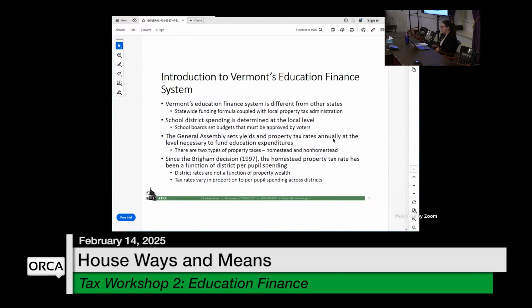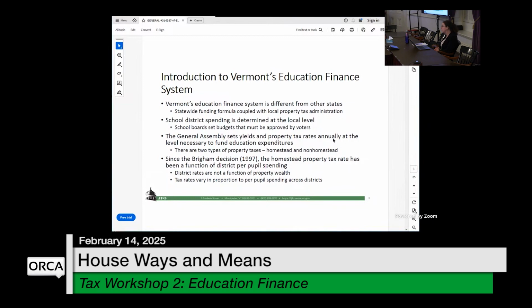So education finance in Vermont. As we all know, it is different from other states. It's a unique system that couples a statewide funding formula with local property tax administration. School district spending is determined at the local level and at the state level, but specifically school boards are setting budgets that must be approved by voters. The General Assembly sets yields and property tax rates annually at a level necessary to fund all education expenditures. We'll talk more later in the presentation about how that works and what that actually means.